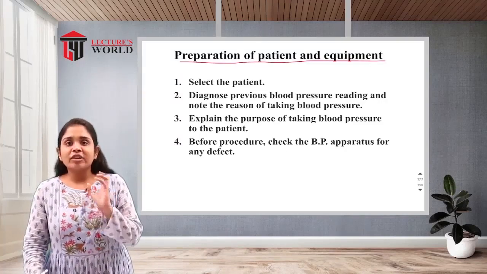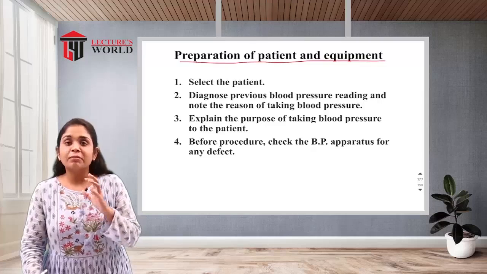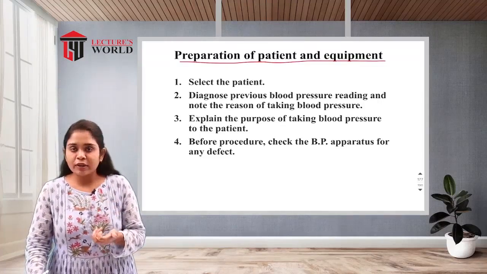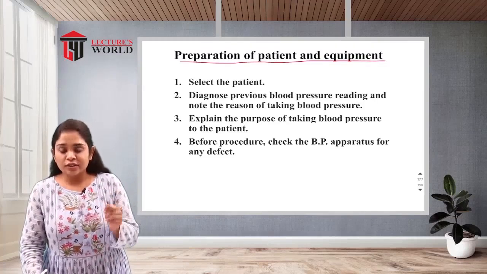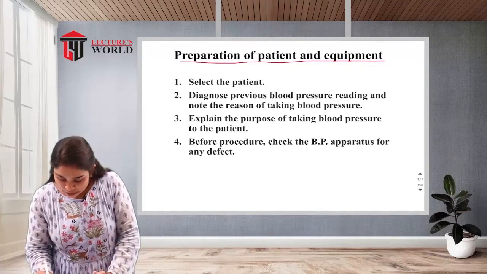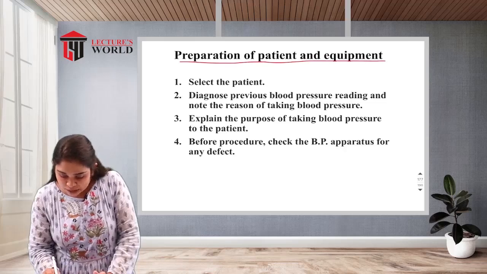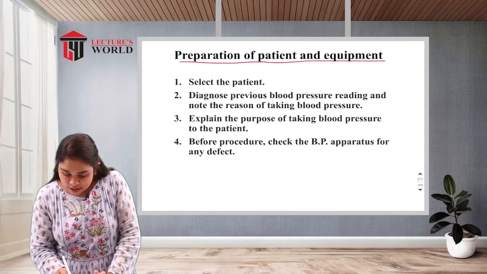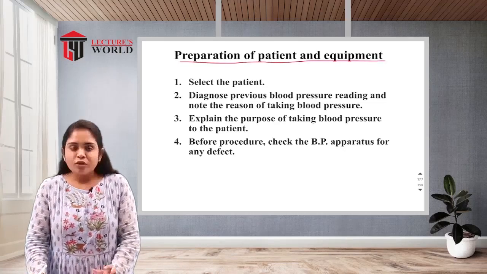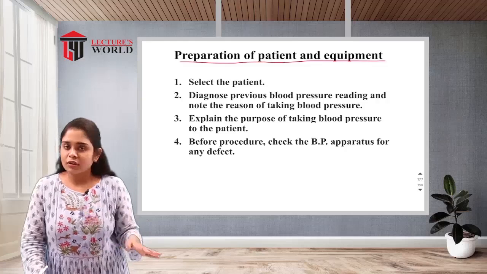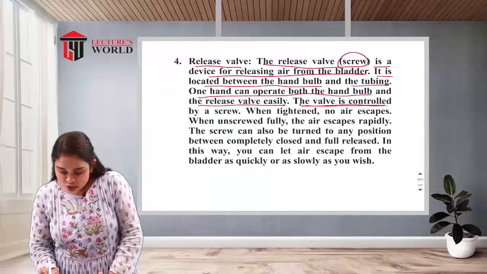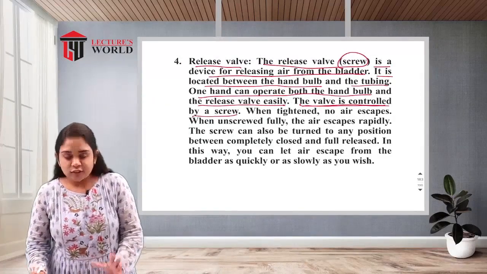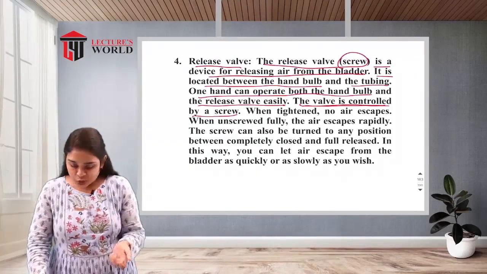The air that has accumulated in the BP cuff has to be released. So how can you release that? By the screw only. It is located between the hand bulb and the tubing, so one hand can operate both the hand bulb and the release valve easily. You can use one hand for this releasing valve also. The valve is controlled by the screw only.